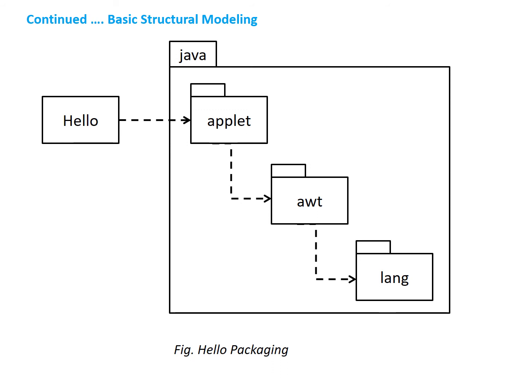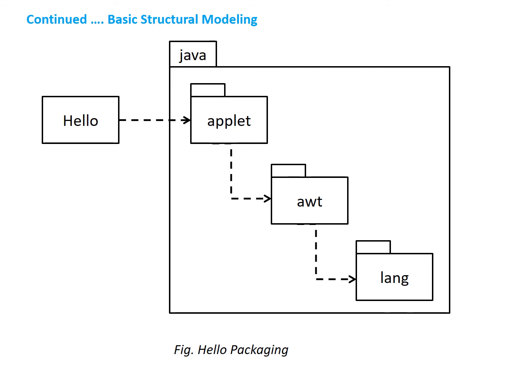Object is in lang. Panel, component and container are in the package AWT, and the class applet is in the package applet. The interface image observer is in the package image, which in turn is available in AWT. This packaging in class diagram is visualized in this figure.